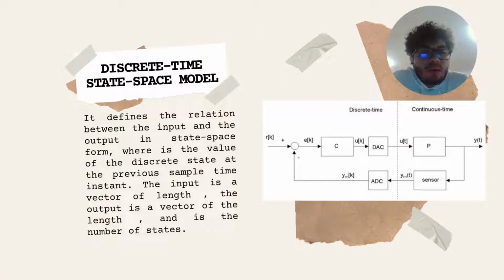First, we have to know what is a discrete time state space model. It defines the relation between the input and the output in state space form, where x(k) is the value of the discrete state at the previous sample time instant. The input is a vector of length m, the output is a vector of length p, and n is the number of states.